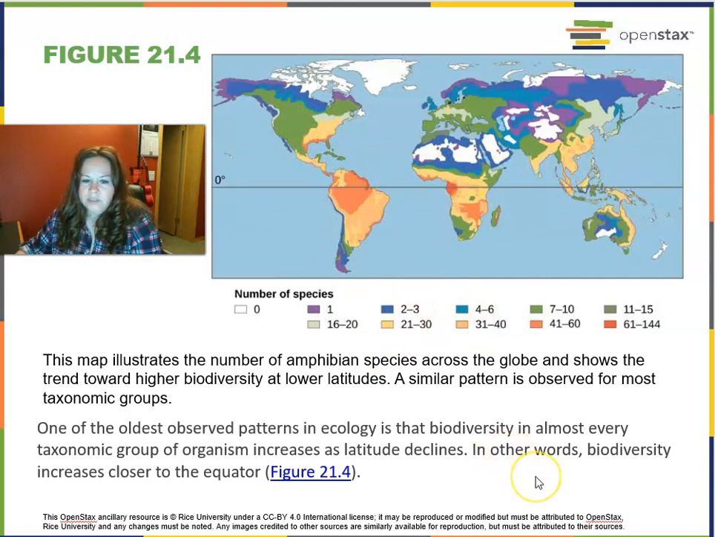So one of the oldest observed patterns in ecology is that biodiversity in almost every taxonomic group of organism increases as latitude declines. In other words, biodiversity increases closer to the equator.